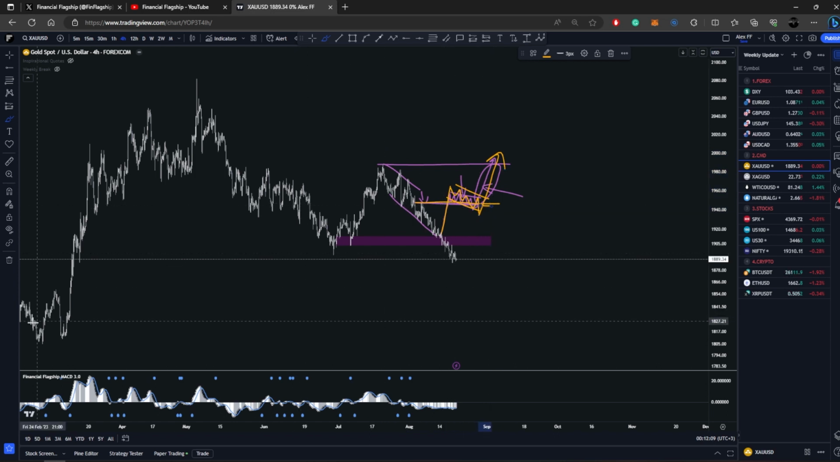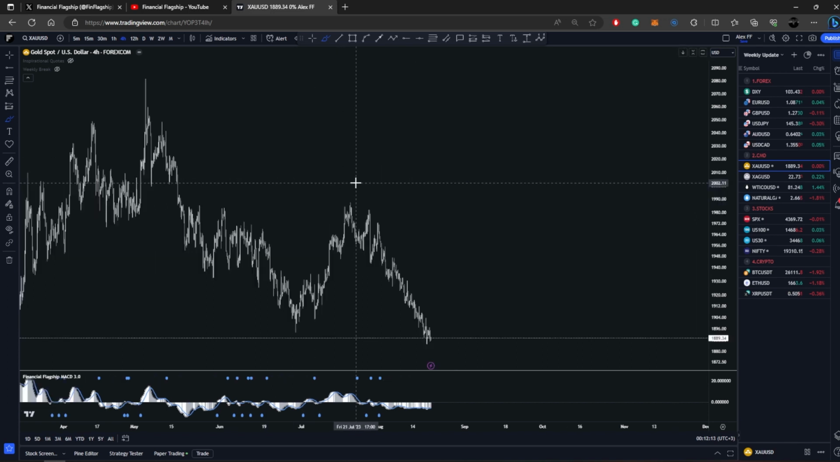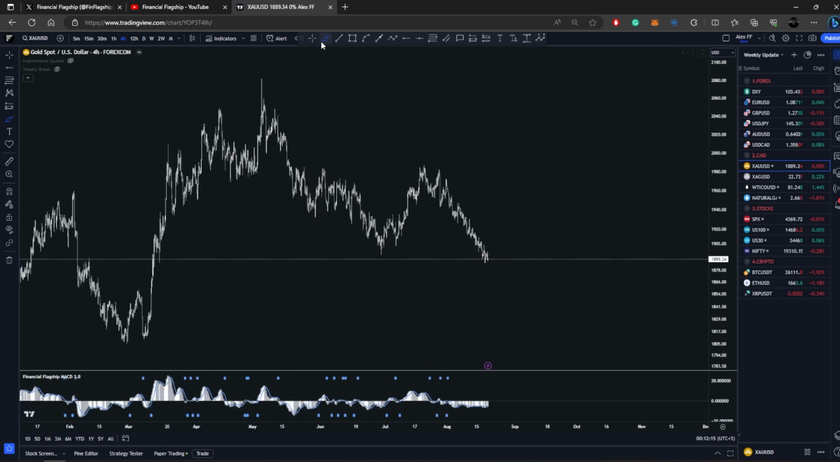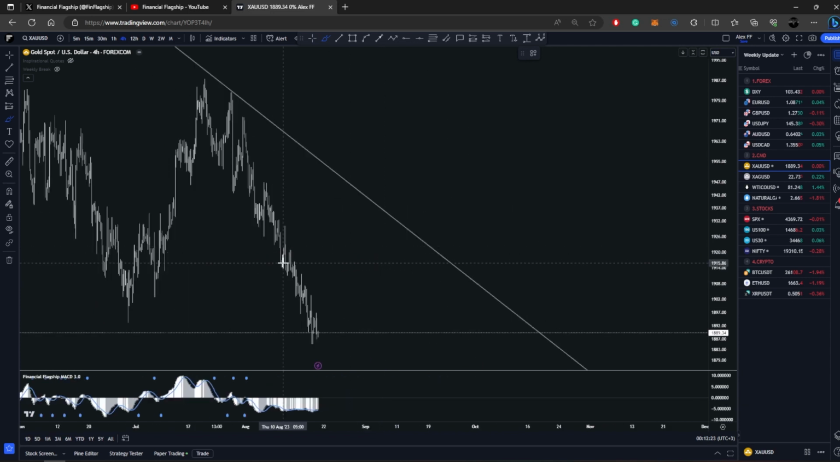But as you can see, the price didn't do that. It dropped even deeper. And for gold here, let's wait to see what happens. The price is a bit messy. We have a trend line here, as you can see. So let's now wait a bit, because I don't like the way this is moving.